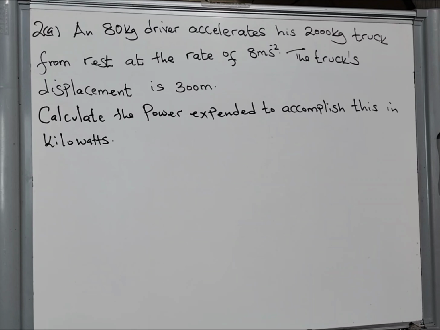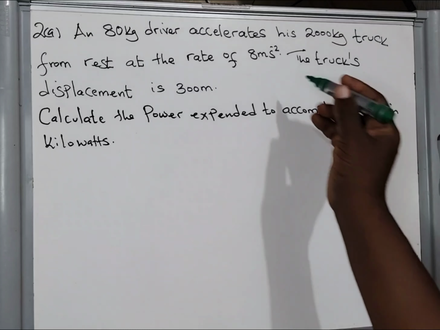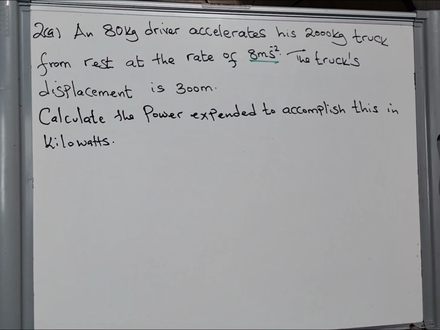Today we are looking at this question. It says that an 80 kilogram driver accelerates his 2000 kilogram truck from rest at the rate of 8 meters per second squared. When you look at that one, that's acceleration. The truck's displacement is that. And the question says calculate the power expended to accomplish this in kilowatts. Okay, they want the power expended to accomplish this.